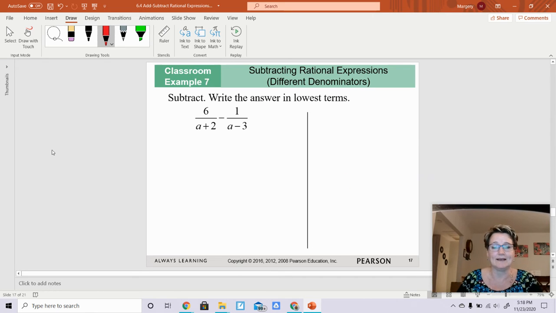All right, next one. Same thing. I don't like this subtraction problem. I'm going to change it to addition, and I'm going to make this number its opposite.